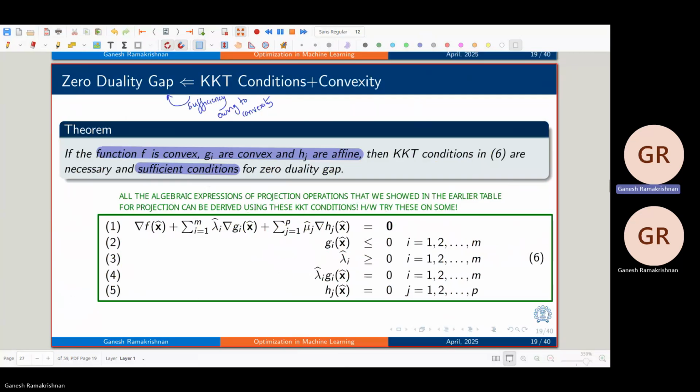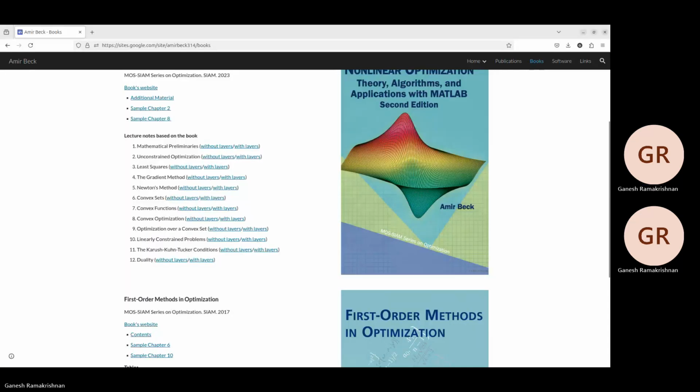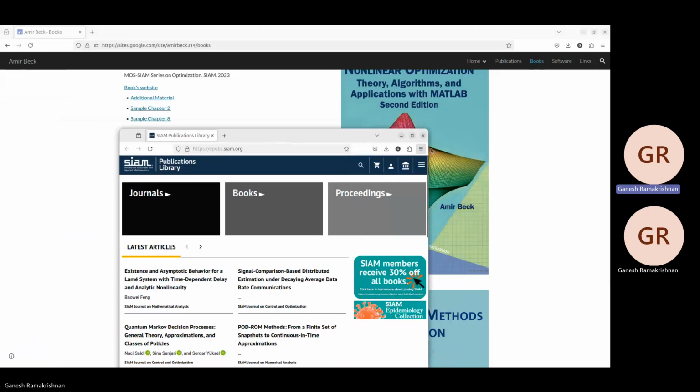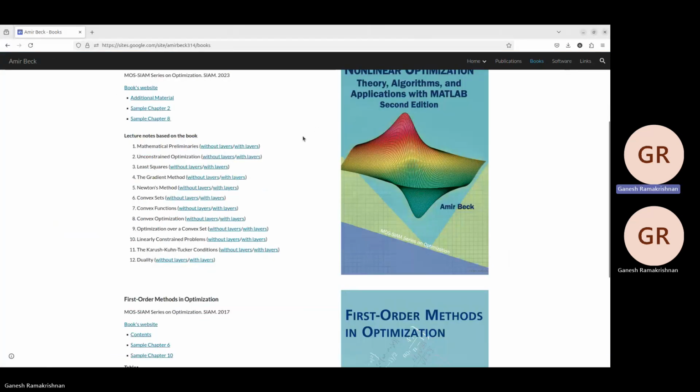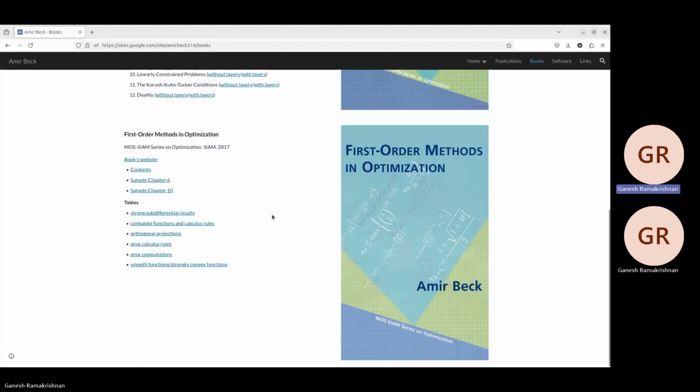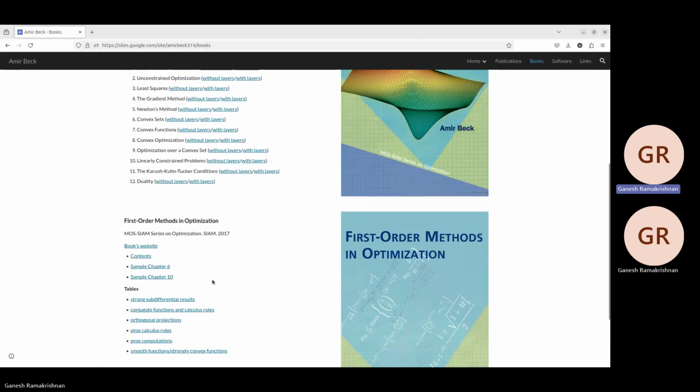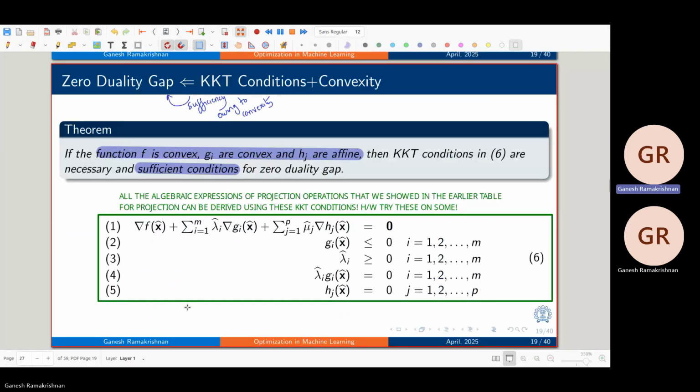actually, there's this nice book by Amir Beck. I have pointed to that. There's a book called First Order Methods in Optimization. You'll find some chapters available online. And I've just taken the projection operations from there. The table I've attributed to this book. But you can derive all of those, as I said. Remember the tables. All of them can be derived using this set of conditions.